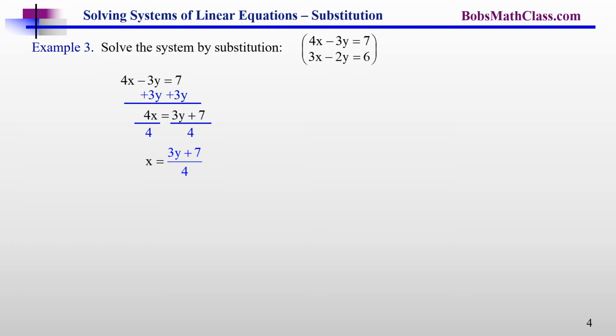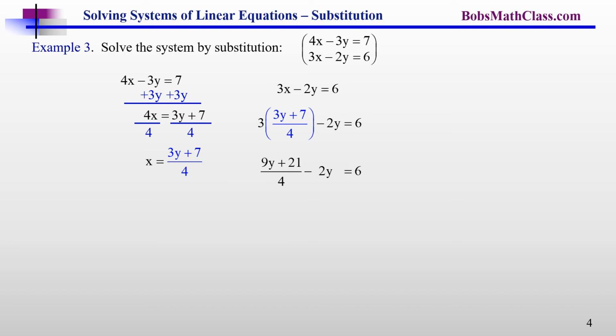Okay, now we got this equation from the top row or the bottom row? From the top row. So we're going to go to the bottom row and replace x with 3y plus 7 over 4. So take the bottom row, 3x minus 2y equals 6, and replace x with 3y plus 7 over 4. Now we'll multiply across that 3 that's in front. Think of it as 3 over 1. So distribute the 3 on top. That gives us 9y plus 21 all over 4.